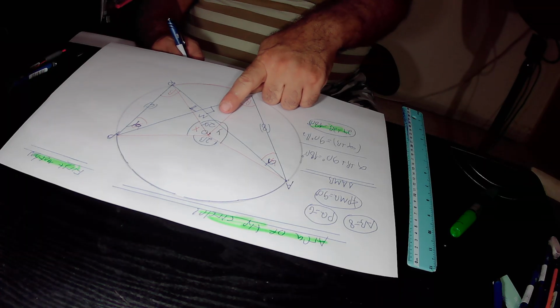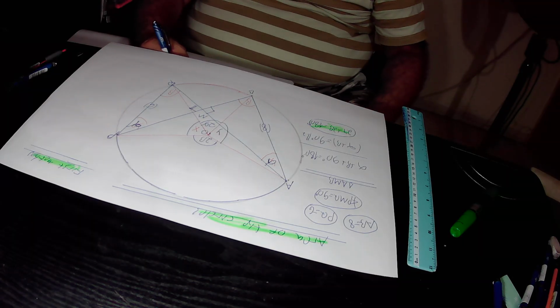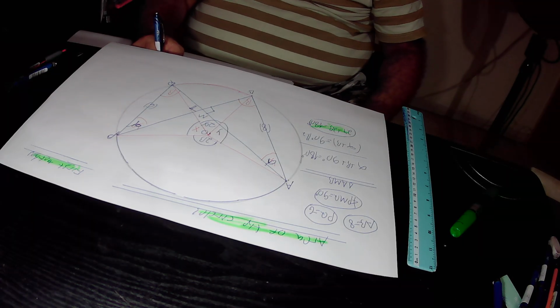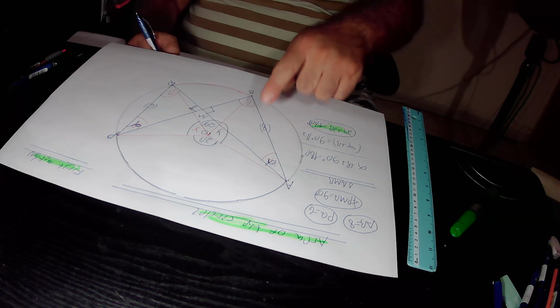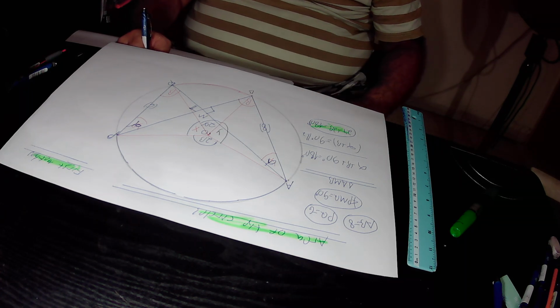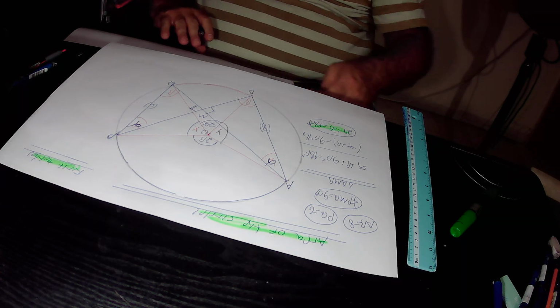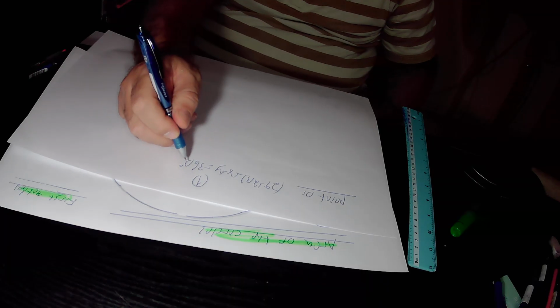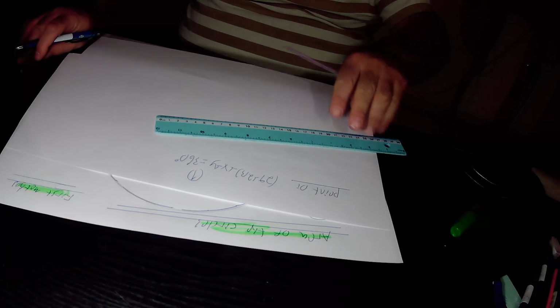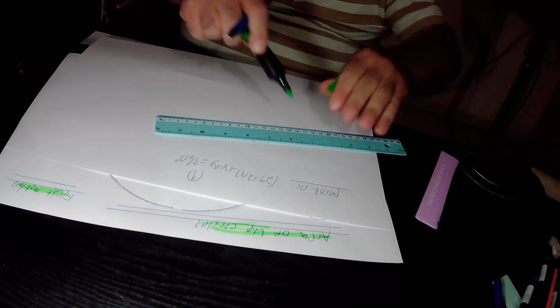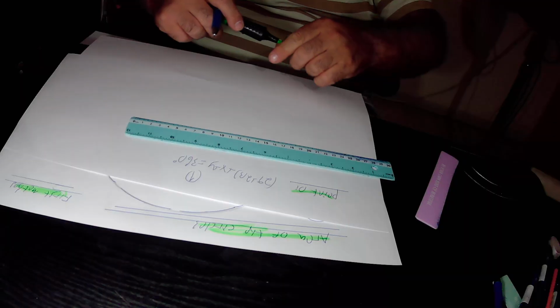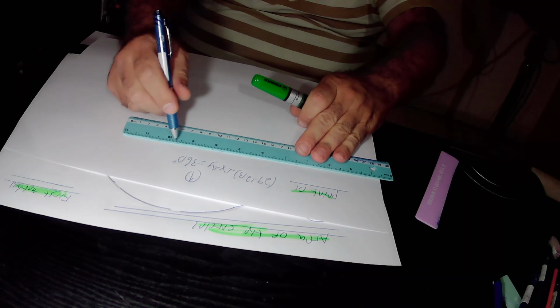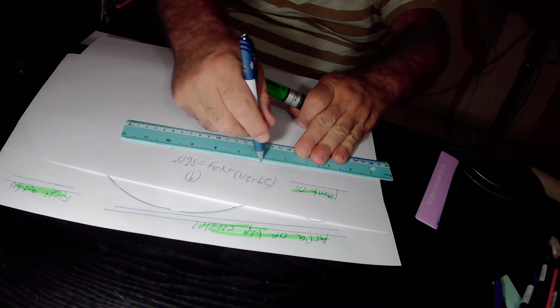We have 2 alpha plus 2 beta plus x plus y. In total, the sum of those 4 angles must be equal to 360 degrees, according to the rule that I mentioned. The sum of the angles around any point is equal to 360 degrees. So 2 alpha plus 2 beta plus x plus y equals 360 degrees.